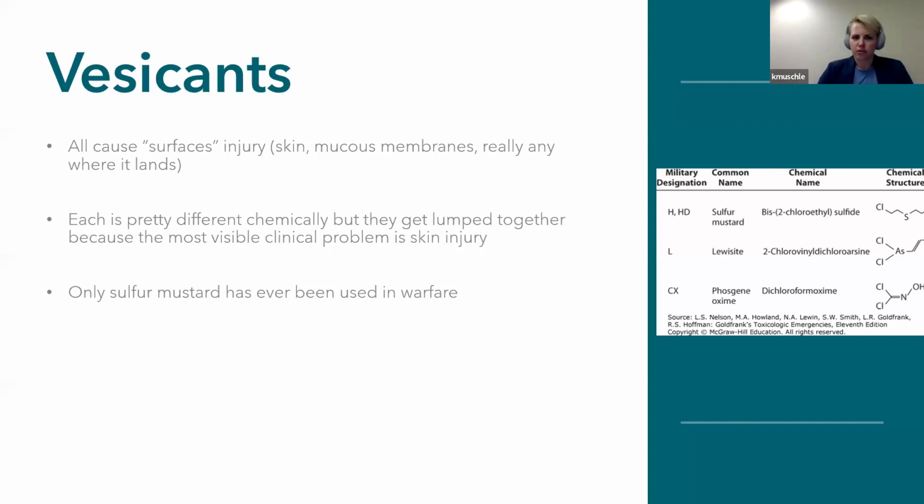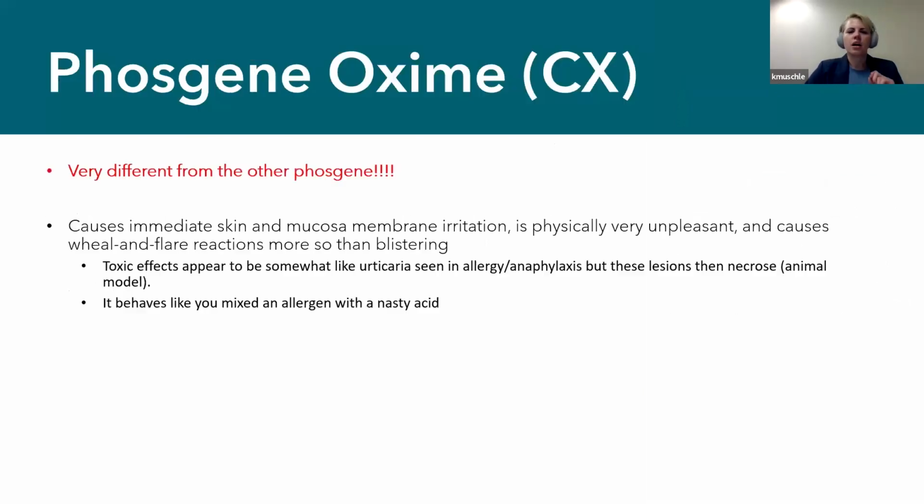Thankfully, only sulfur mustard has ever been used in warfare. This is good because at least in animal studies of lewisite and phosgene oxime, the outcomes are quite terrible. So we start with phosgene oxime. And those of you that are familiar with other chemical warfare agents, phosgene oxime is very, very different in pathophysiology than phosgene, the chemical gas that people get exposed to not infrequently.